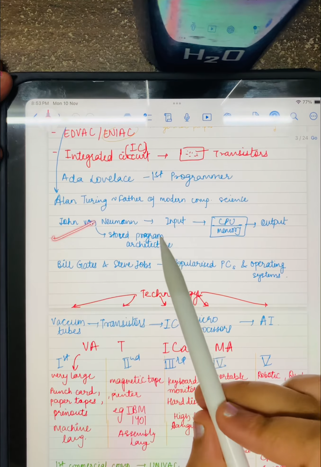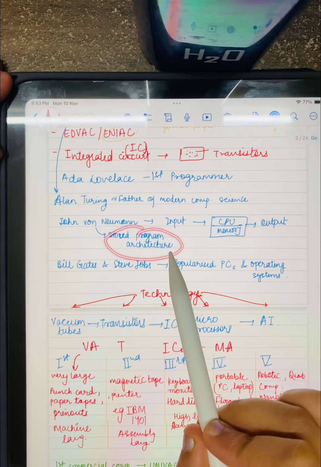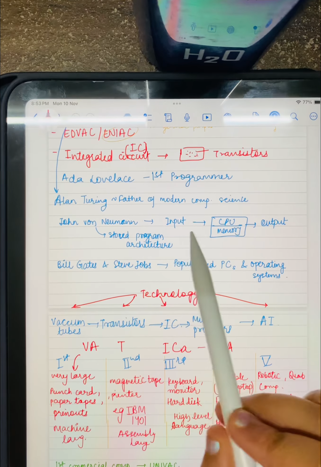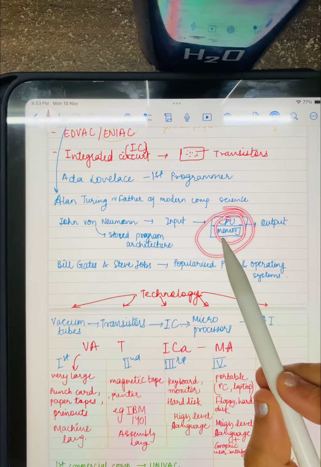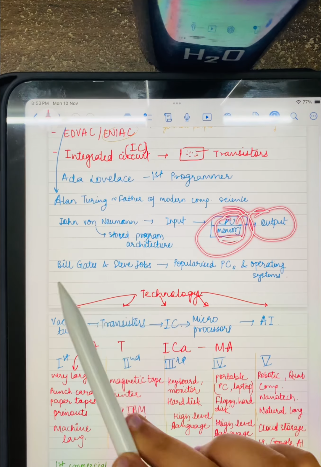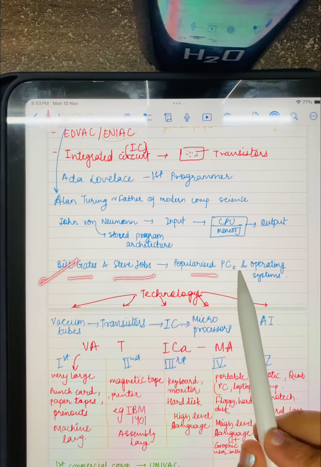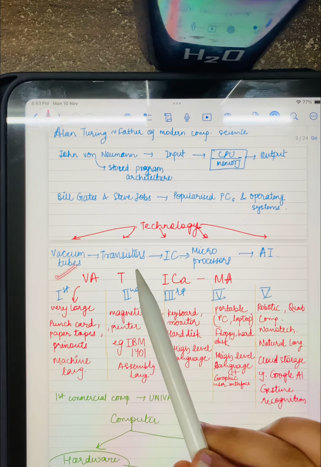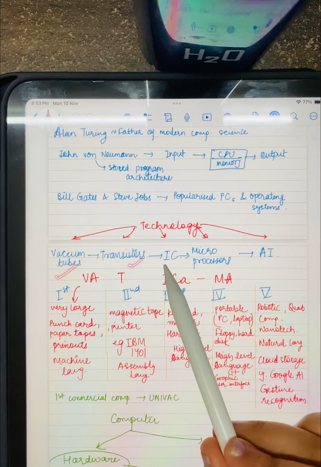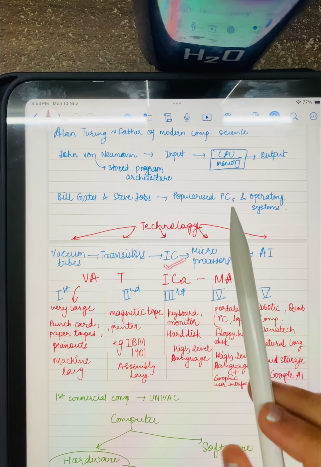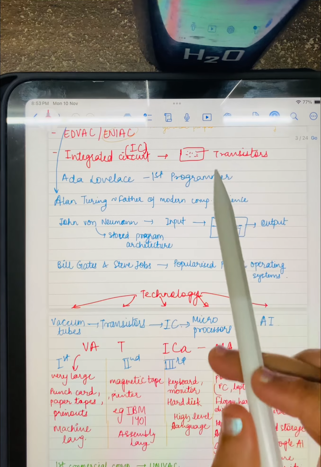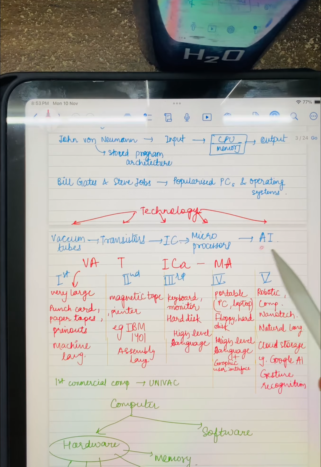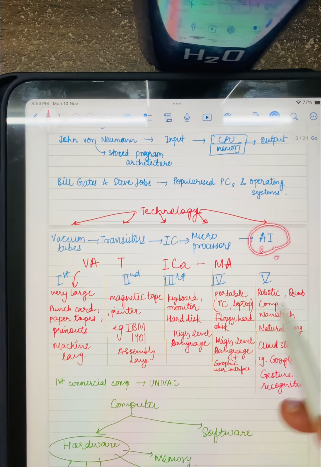John von Neumann made the stored program architecture, where we give input to the CPU and memory, and it gives output. Bill Gates and Steve Jobs popularized PCs and operating systems. The technologies are: vacuum tubes, that is first generation. Second generation, transistor. Third generation is IC, integrated circuit. Fourth generation is microprocessors. Fifth generation is artificial intelligence.